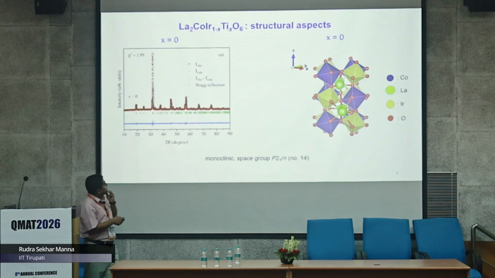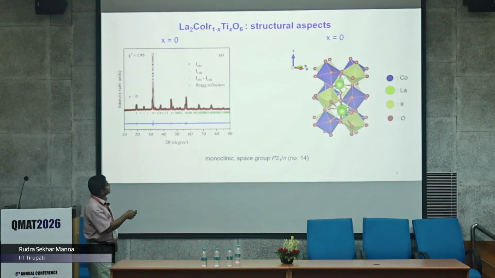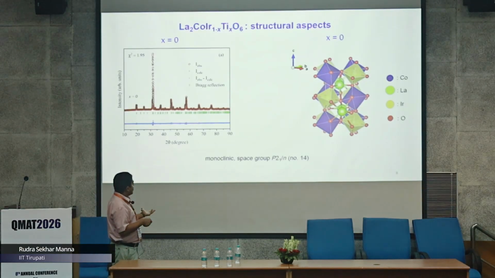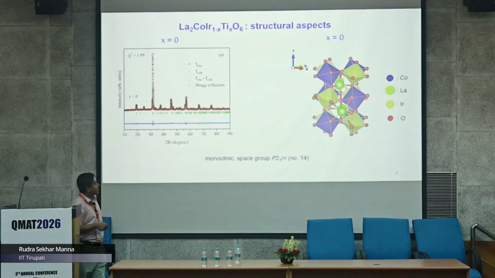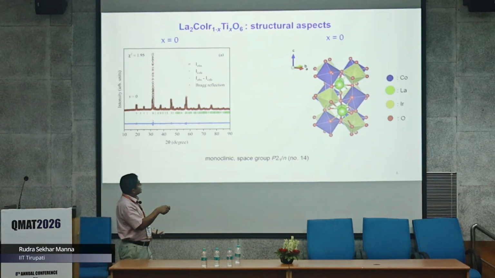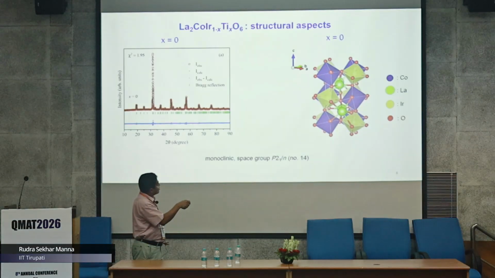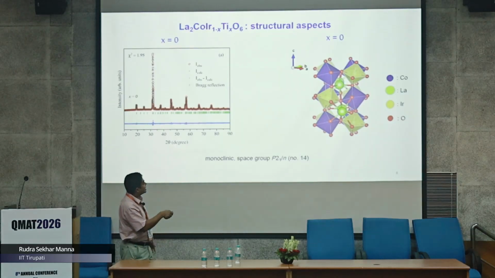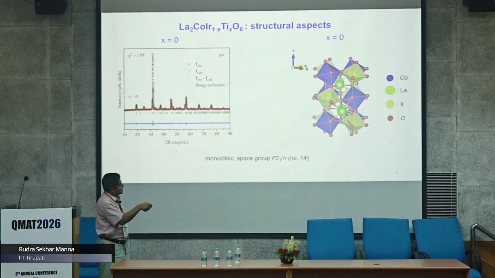Okay, so now we prepared the material. For x equal to 0, we are talking about only the LCIO, that means lanthanum 2, cobalt, iridium, oxygen 6. It forms a monoclinic structure with space group number 14, P21/n, and there are different elements. If you look at the structure, you have cobalt-oxygen 6 octahedra, with cobalt sitting at the center, and the oxygens are the red ones. Then you have the iridium-oxygen 6 octahedra, and it goes on again, and at the center it's the lanthanum sitting.